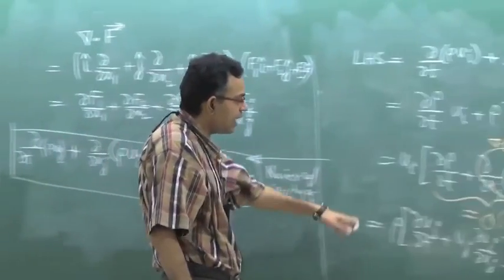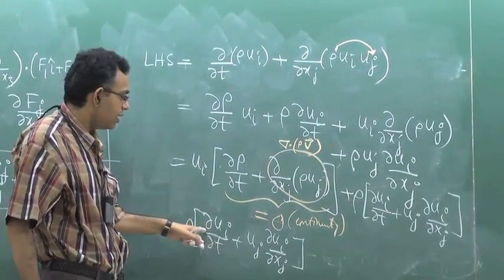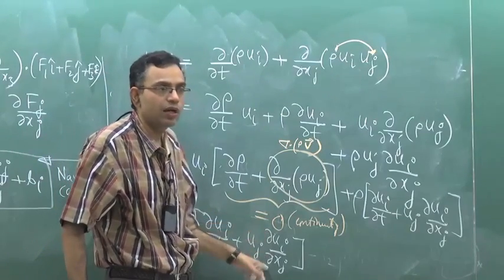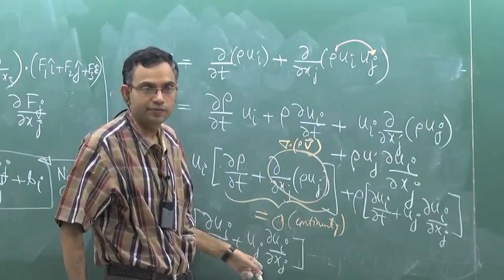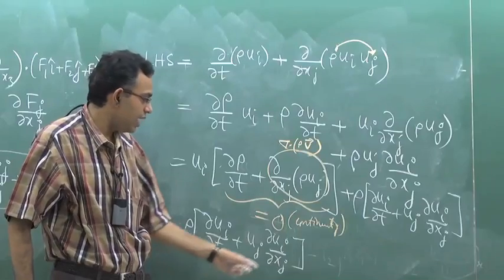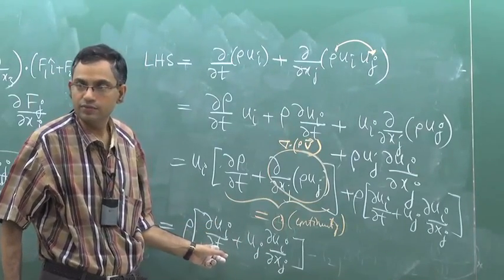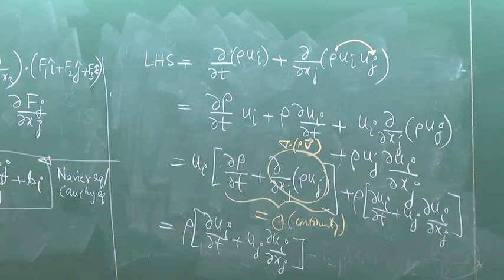So what is there inside? If it was the x component, it is del u del t plus u del u del x plus v del u del y plus w del u del z. That thing is written in the index notation. So what is this? This is the total derivative of the velocity, or the acceleration along i. Okay. So the left hand side is what? Rho into acceleration along i, right?